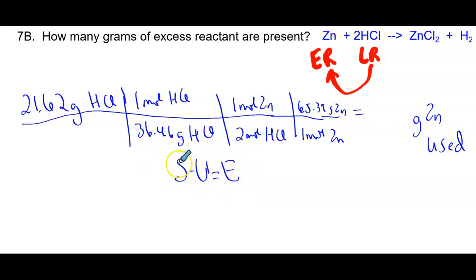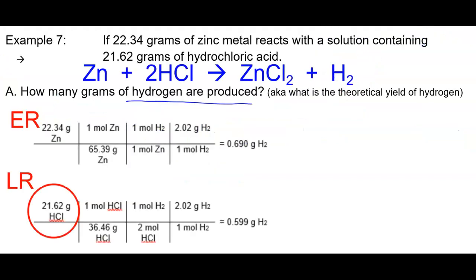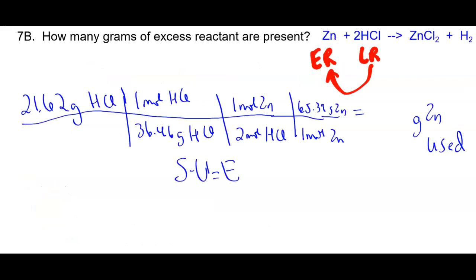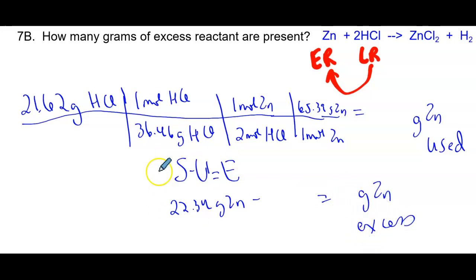So how much starting amount of zinc did we have? How much did we use of zinc? That tells us how much is left over. So let's go back and see how much zinc we started with. We started with 22.34 grams, so we're going to start with 22.34 grams of zinc minus, we've got to figure out what this is. That's going to tell us how many grams of zinc are in excess. So SU is a way to help yourself remember what to do when you see the term excess reactant. When you're asking for the excess reactant, you have to SU.